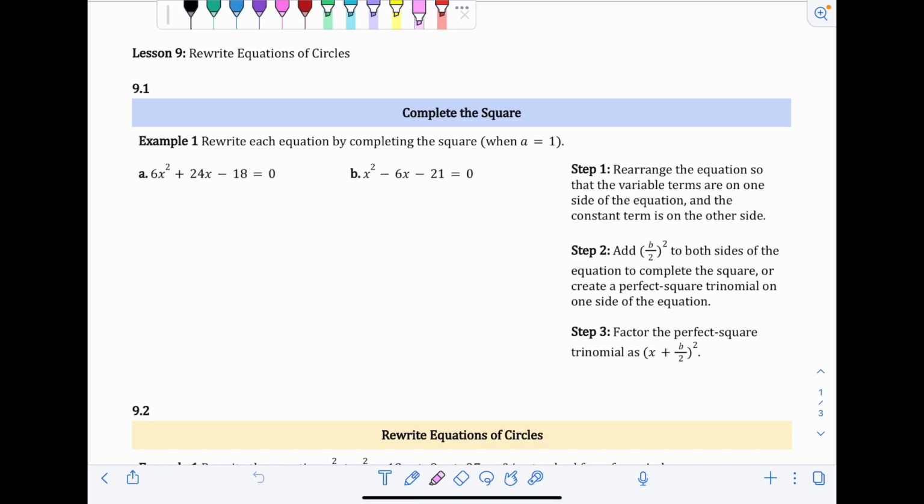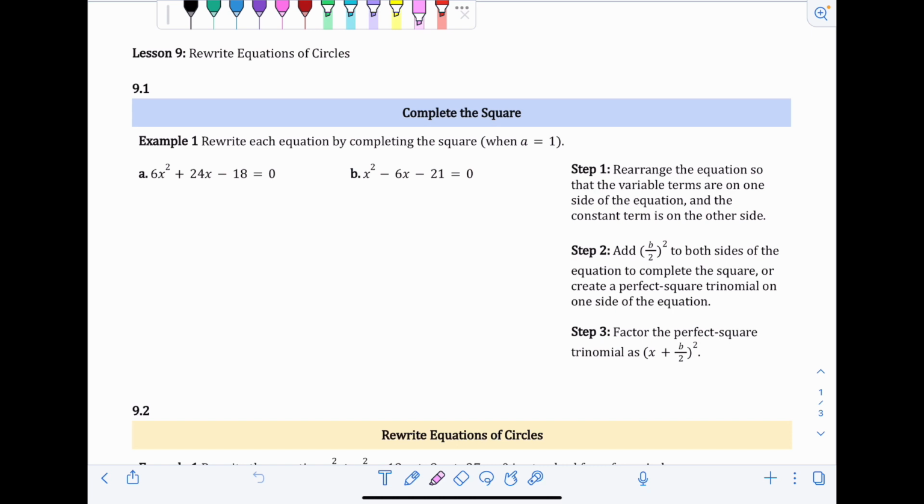Lesson 9 is about rewriting equations of circles, and in 9.1 we're going to review how to complete the square, which is just one of the methods of rewriting quadratics. So example 1, rewrite each equation by completing the square, and this is going to be when a equals 1. So the steps you can see are on the right side, those are the ones I'm going to follow.